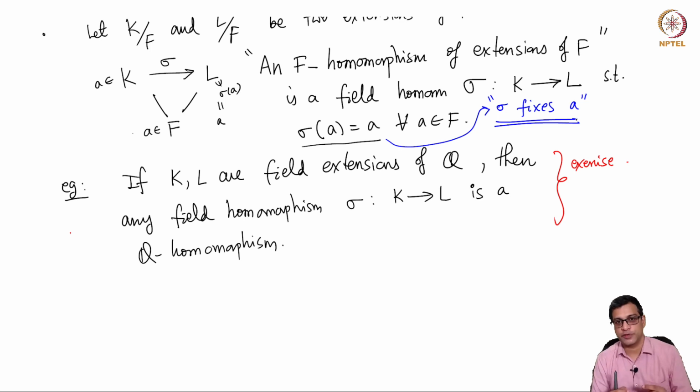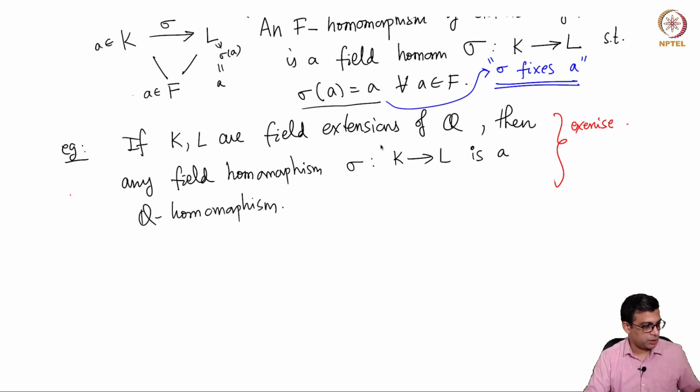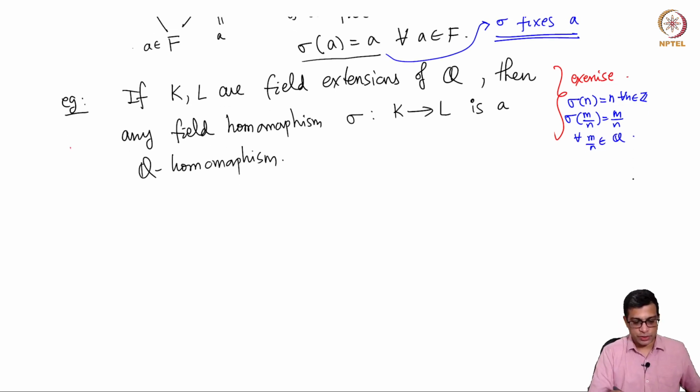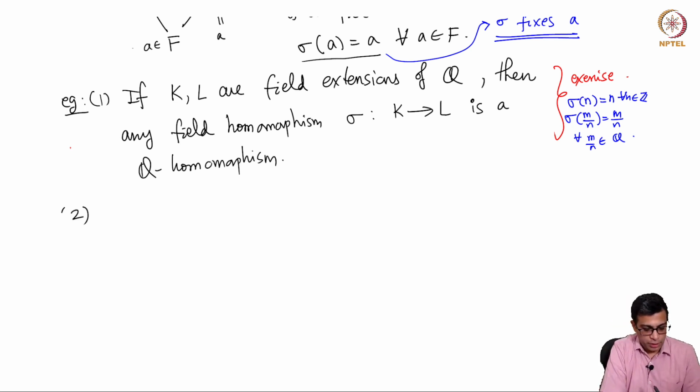So an F homomorphism must fix everything in F. So a must go to itself. So here any field homomorphism we know fixes integers. Actually first it fixes 1, so it fixes every integer, and then it fixes the rationals. So that's the hint. I will not go into details of this. So there is nothing extra required for any homomorphism of field extensions of Q to be a Q homomorphism. It is automatically a Q homomorphism.